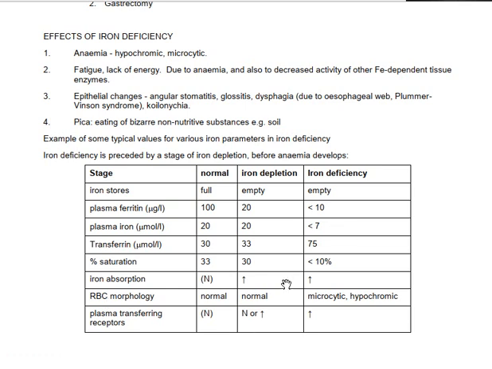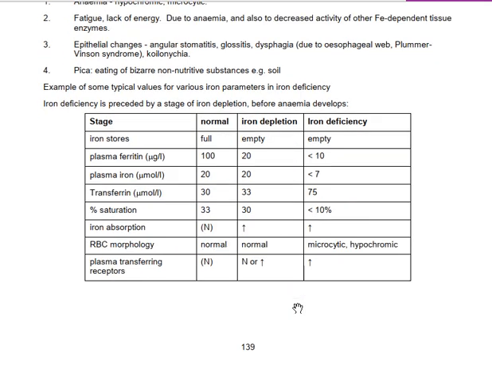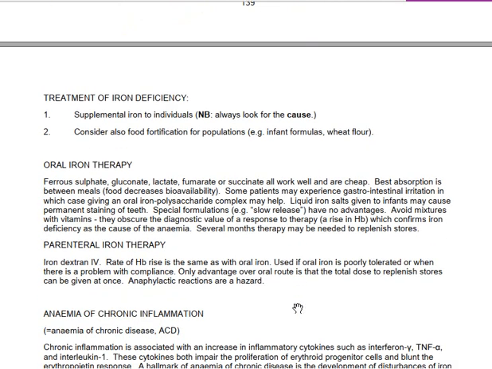So in iron deficiency, the plasma transferrin receptor is going to be high, just to tell you that the cells are craving iron and they want more iron. So the plasma transferrin receptor is going to be increased. So what is the treatment of iron deficiency? You just do supplementation of iron to the individual.